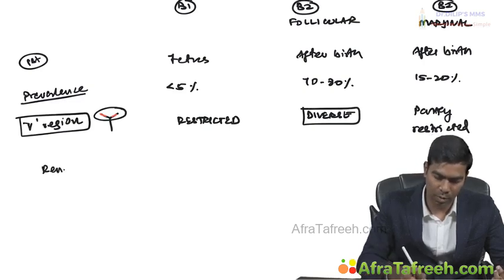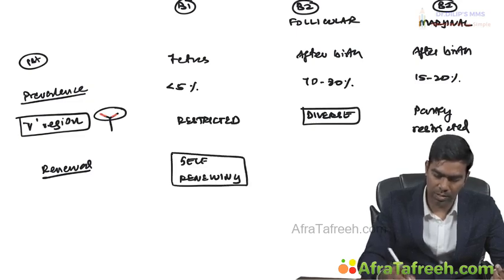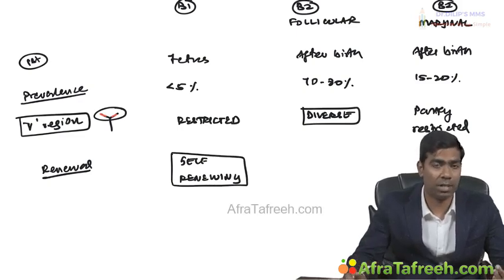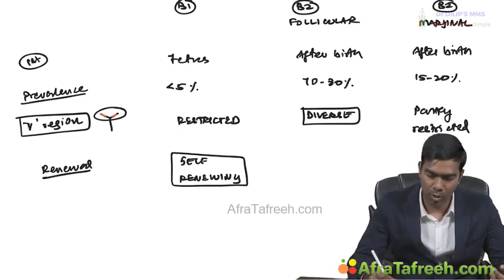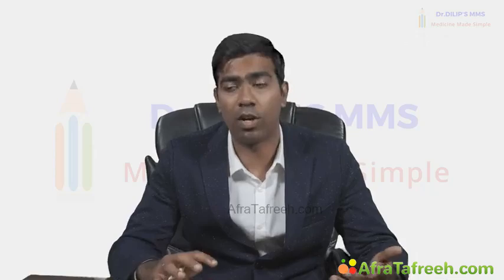Then you have renewal. Remember, quite interestingly, B1 B cells are self-renewing cells, which means they can renew themselves. They have that stem cell potential. But the B2 follicular B cells are not self-renewing, and renewal is not possible. They are typically found in the secondary lymphoid organs only. They cannot renew themselves. Once they die, they have to be replaced by new cells from the bone marrow stem cells only.